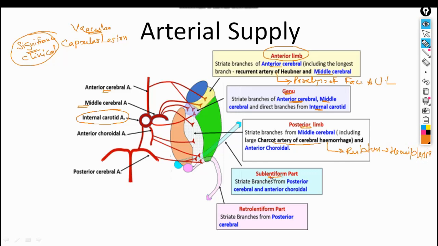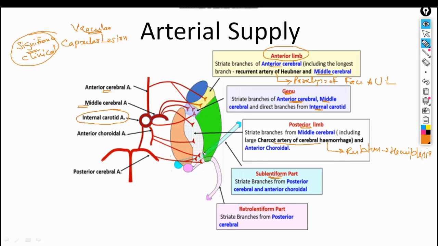The sublentiform part of the internal capsule is supplied by a branch of the anterior choroidal artery. You can see this one is the sublentiform part. So this is supplied by a branch of the anterior choroidal artery as well as a branch of the posterior cerebral artery. Clear? Whereas the retrolentiform part of the internal capsule is supplied by a branch of the posterior cerebral artery.